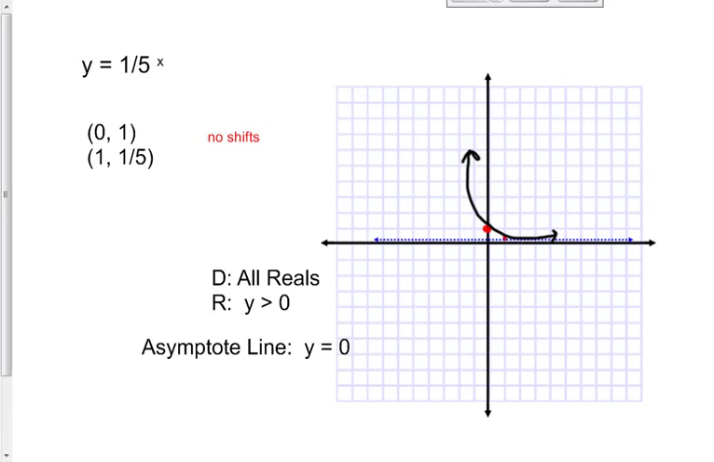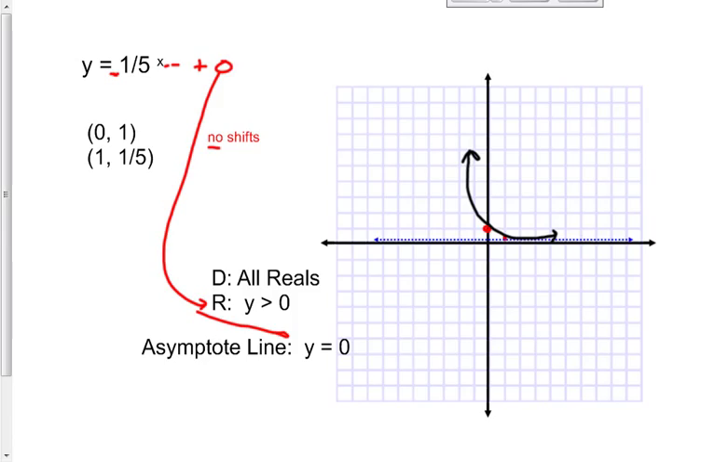Couple samples. y equals 1/5 raised to the x. This one does not have any shifts. There's no number next to the x. There's no a value in the front. There's no k value in the back. Since I have 0 as the k value, I can answer these two questions right away. My range is all values greater than 0. My asymptote line is at 0.